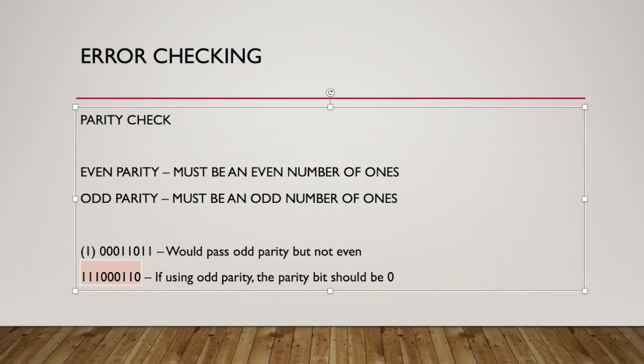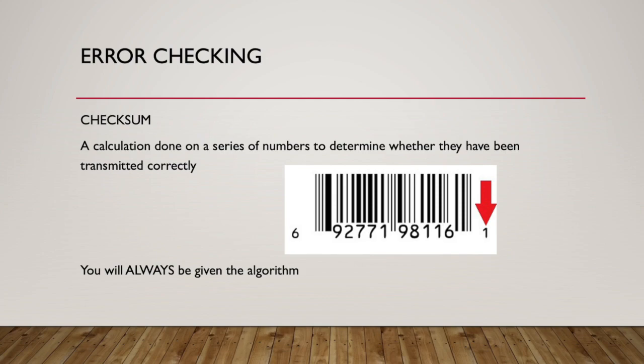Next, we've got a checksum. The checksum is that one that you see on barcodes. It's a calculation. Every time we scan this barcode with a barcode scanner, we do this calculation, it's a specific calculation, we perform an algorithm, and the answer to that algorithm should be the check digit, which is on the right. So the checksum is the calculation done, and the check digit is the outcome of that calculation.